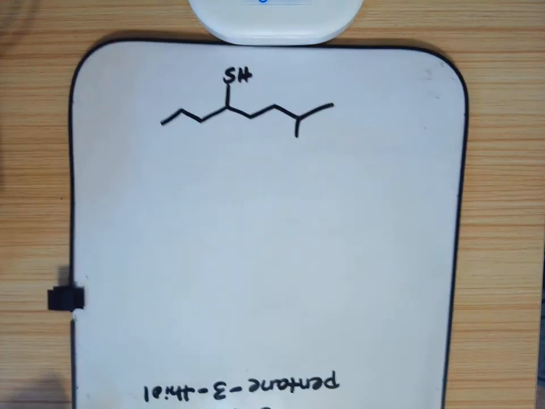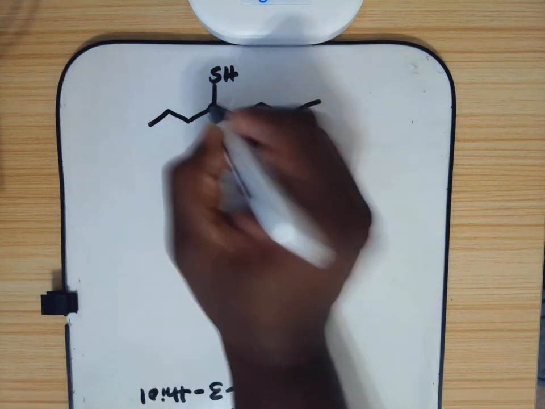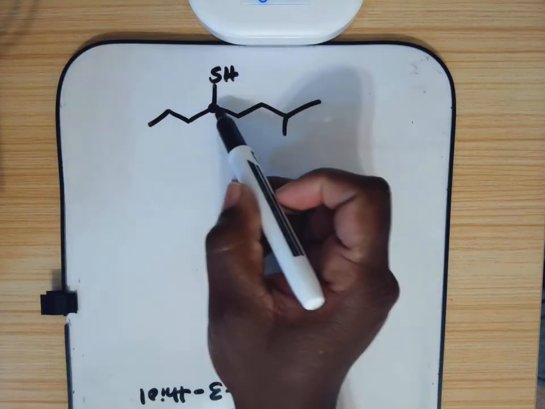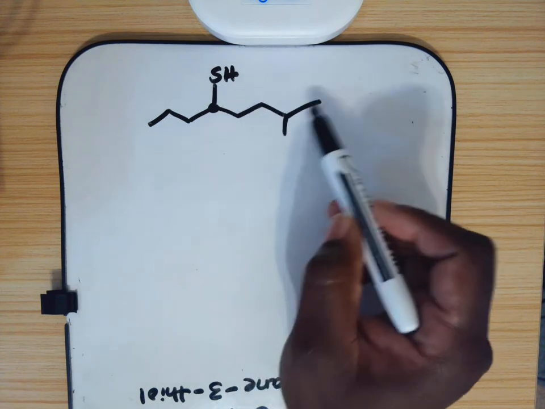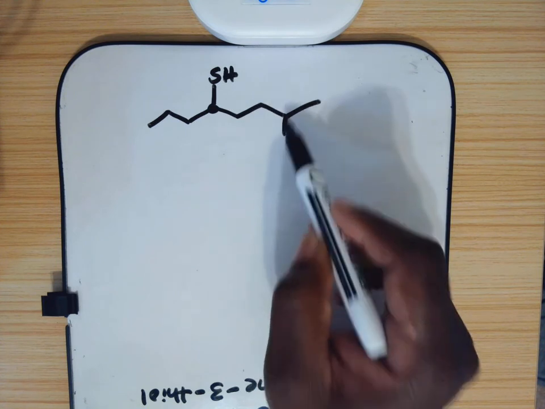So let's look at another one, just to make sure that you're good with it. Again, we have a thiol, and we know that because we have that sulfur-hydrogen group. Because of that, I know that my parent chain has to include that carbon atom. So if I figure out my longest continuous chain of carbon that includes that particular carbon, I have 1, 2, 3, 4, 5, 6, 7, 8, or 1, 2, 3, 4, 5, 6, 7, 8.